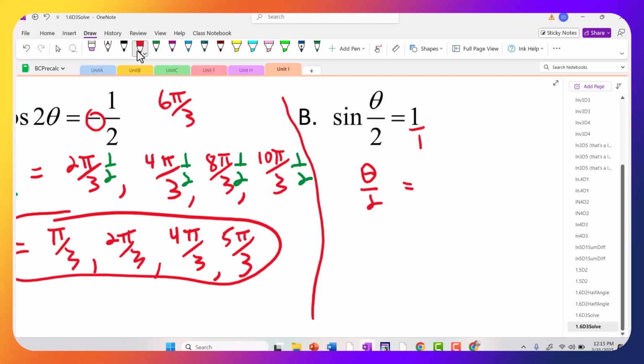sine 1. By the way, 1 over 1. Y is 1, R is 1. I always reduce myself to that. That means X has to be 0. Where do you get 0, comma 1? Where's that located? Pi over 2.